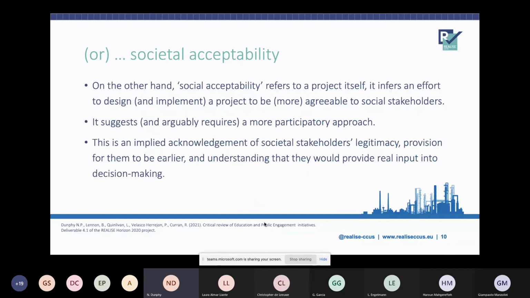So what we talk about and we try to emphasize is social acceptability. And in the context of a project, it's the project itself that has social acceptability. It's inbuilt into it. It infers an effort to design and implement a project to be more agreeable to social stakeholders. It suggests and arguably requires a more participatory approach. The involvement of stakeholders, and particularly social and societal stakeholders, at a far earlier stage than otherwise would be the case. There is an implied acknowledgement of societal stakeholders' legitimacy. There's a provision for them to be involved earlier, and an understanding that they would provide real input into decision making.